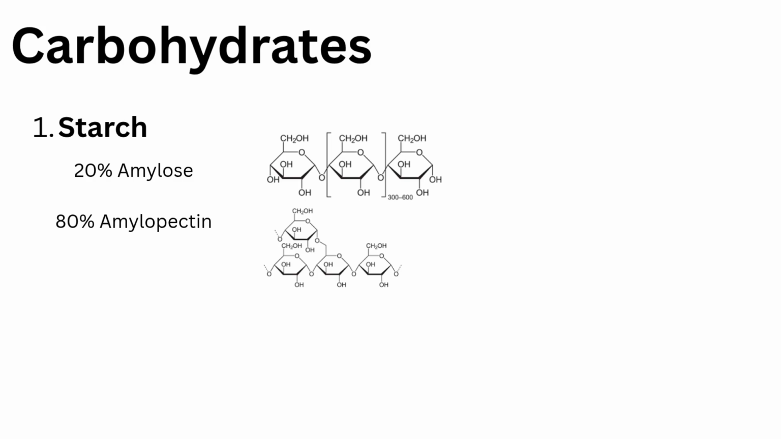Amylopectin, about 80%. Amylopectin is also made of alpha glucose, but it is branched. These branches make it easier and faster for enzymes to break it down. That's why amylopectin gives quicker energy release compared to amylose. Together, amylose and amylopectin form starch, the carbohydrate you get from rice, potatoes, bread, and grains.